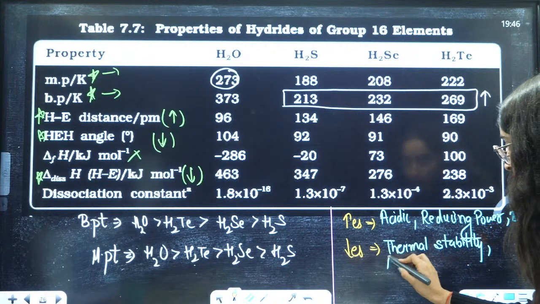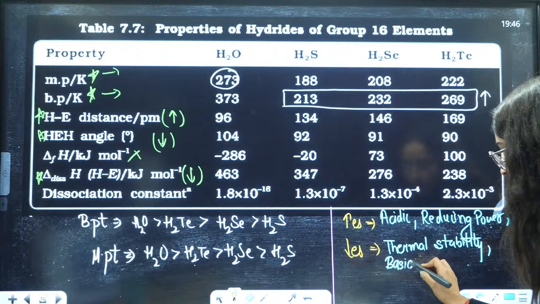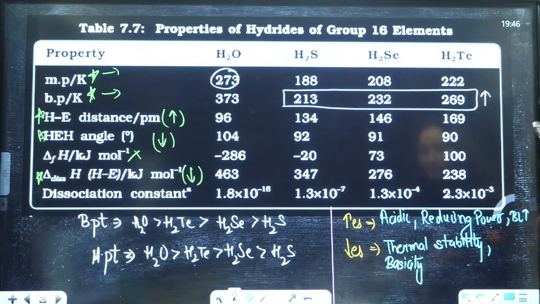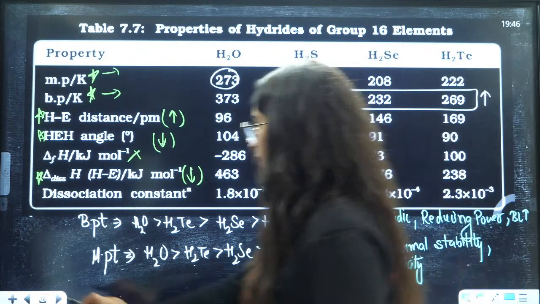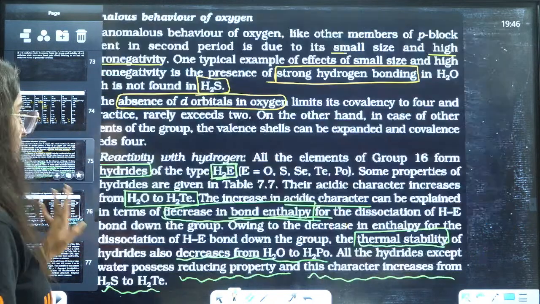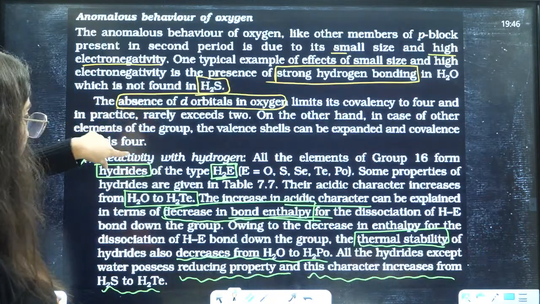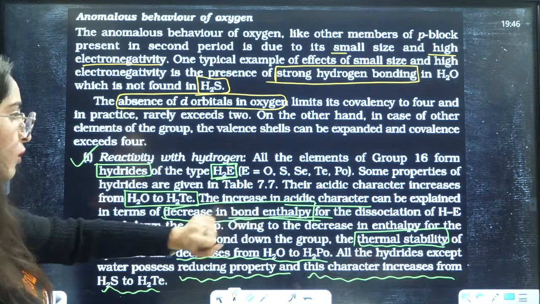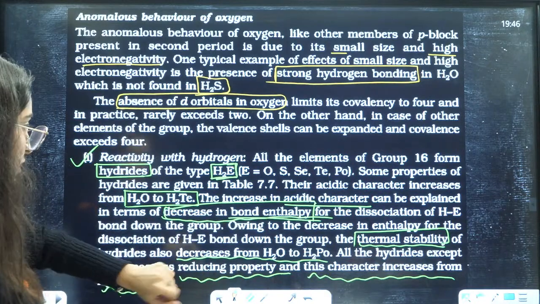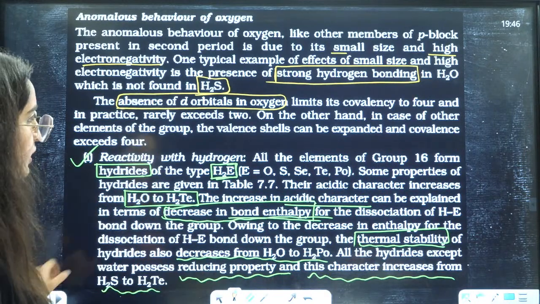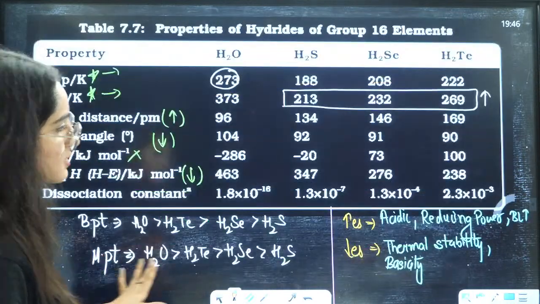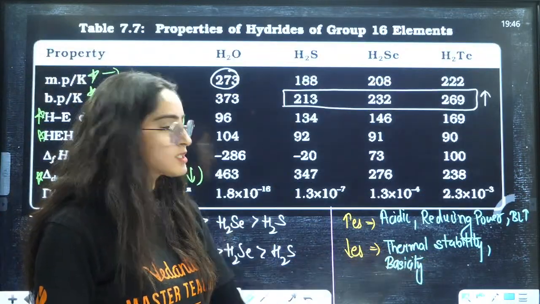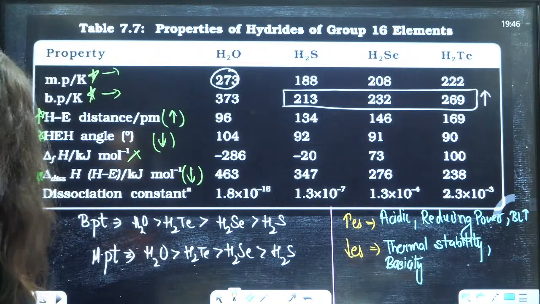Then you have basicity, which is the opposite of acidity. What else have they mentioned here? Bond length we have done. Thermal stability we have done. Reducing property we have done. Yes, I think that's it. Acidity and basicity and thermal stability will decrease down the group.